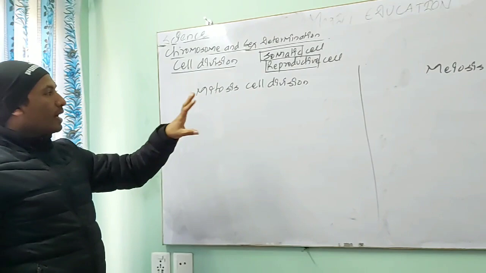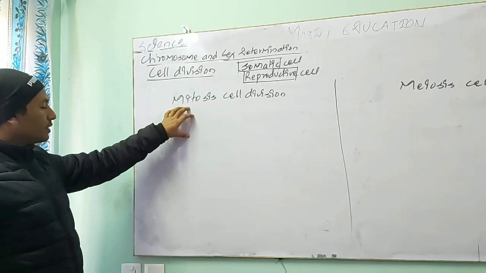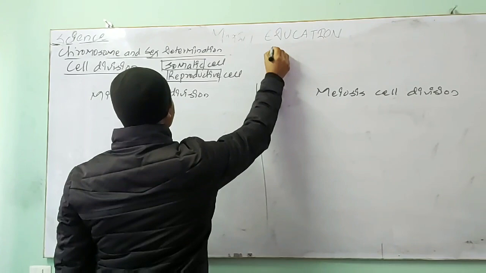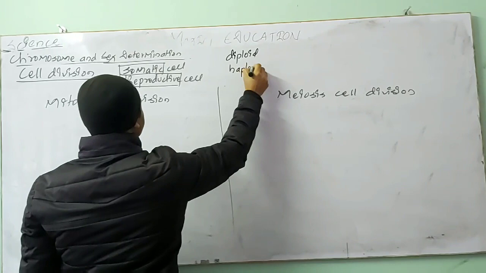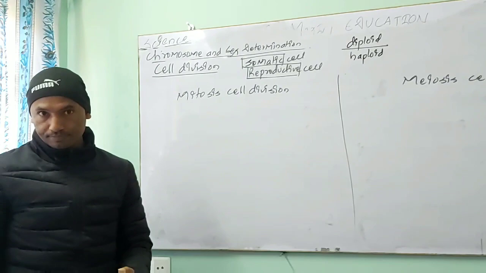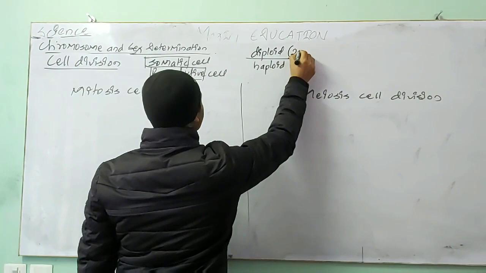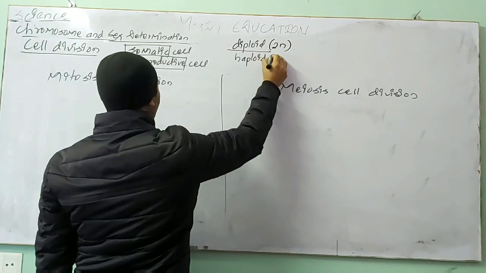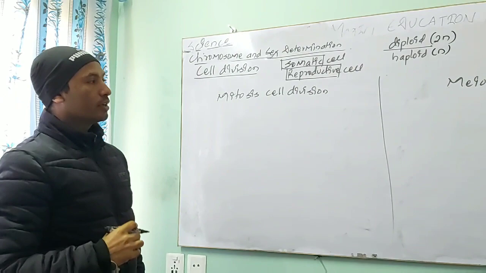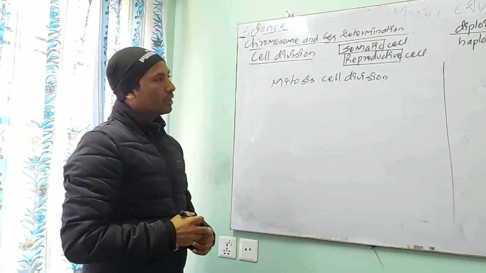So mitosis cell division. Before that, let me tell you diploid and haploid. Diploid cells are those cells having paired chromosome, 2N. This is paired chromosome. There are 2N, means one pair. Haploid chromosome, just one chromosome, it is not paired. So the cells that consist of paired chromosome are called diploid cells. And the cells which consist of unpaired chromosome are called haploid cells.